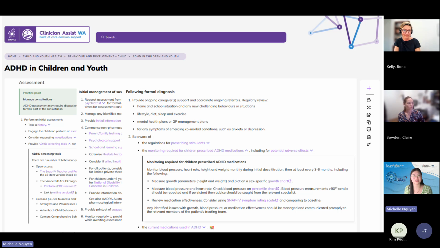First, I just wanted to talk about Clinician Assist. So here are some screenshots of the pathway. As you can see, it has information about assessing children with possible ADHD, including links to some of the screening tools. There's also a section on the management of children while awaiting formal diagnosis, such as some non-pharmacological measures that can be started straight away. And then there's a section on management after formal diagnosis, covering medications used, prescribing regulations, and some of the monitoring recommended for children who may be prescribed stimulants.